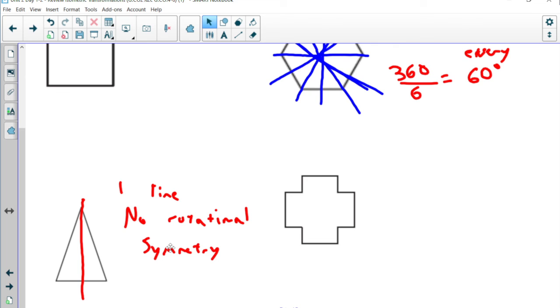So that's line symmetry, folding it over that line. Rotational symmetry, spinning it around so that it clicks into place and looks exactly like it started.